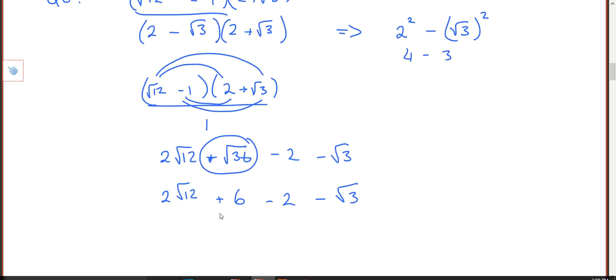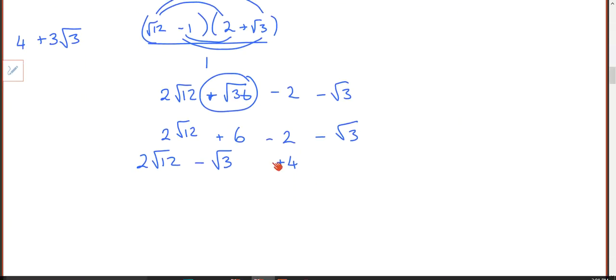Collecting like terms, we've then got 2 root 12s minus root 3s. Got to do something with that. But plus 6 minus 2 is plus 4. So we've got 2 root 12 minus root 3. Now we have got to put it in the form 4 plus 3 root 3. That's what we need. We've got the 4. That bit's good. We just need to sort this out.